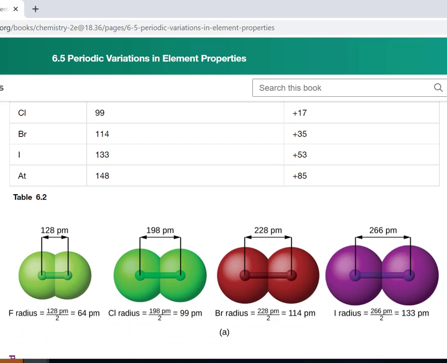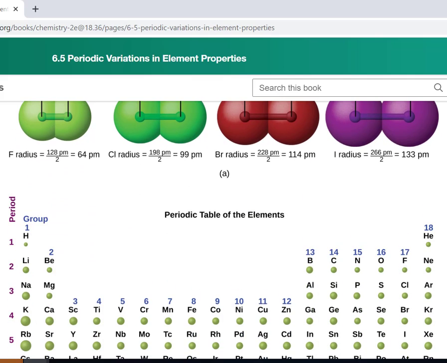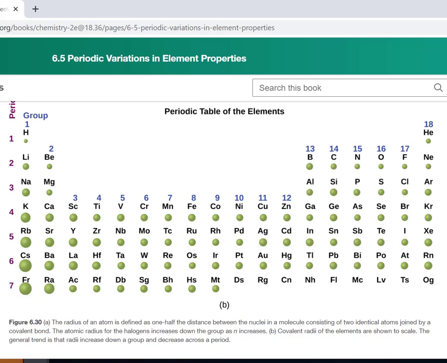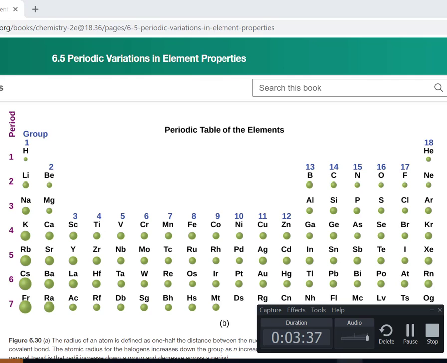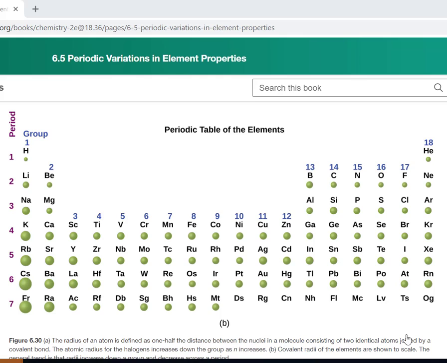Okay, so here we're showing how, based on half the distance between the nuclei, that is arrived at. Here we're showing the periodic table as a whole, and it might be hard to see all of the differences in size here, but we can see what we just talked about for the halogens. If you look at the very top one and the very bottom one, there's definitely a difference in size there from top to bottom, with the bottom one being larger.